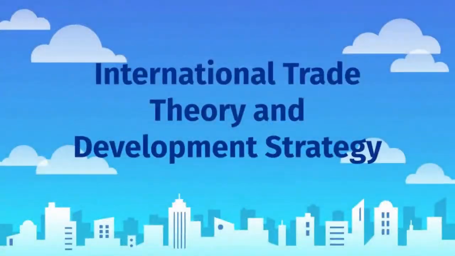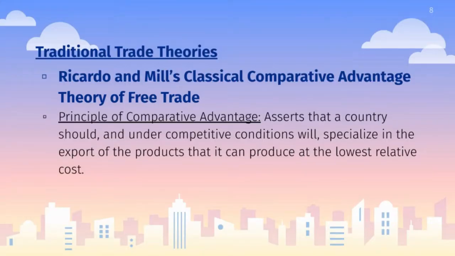There are three traditional trade theories mentioned in the book, but we would only focus on Ricardo and Mill's classical comparative advantage theory and Heckscher and Ohlin's factor endowment theory. Ricardo and Mill's classical advantage theory. As defined in the book, comparative advantage is the production of a commodity at a lower opportunity cost than any other alternative commodities that could be produced.